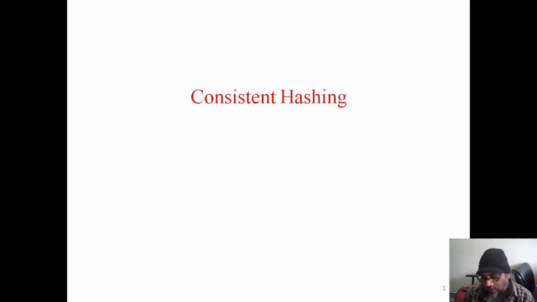So one solution is this consistent hashing that we will discuss, and second, we will discuss how relational data can be converted into key value data. Okay, two things we will discuss today.